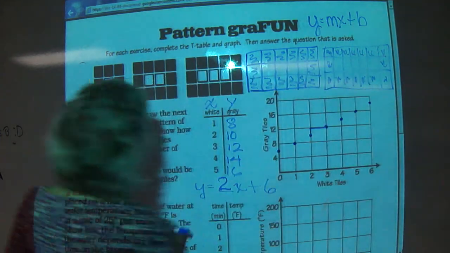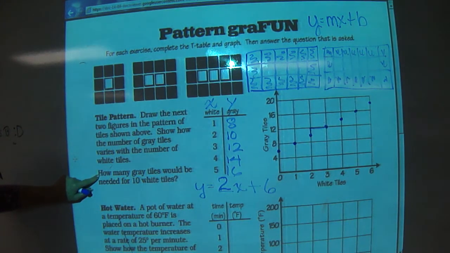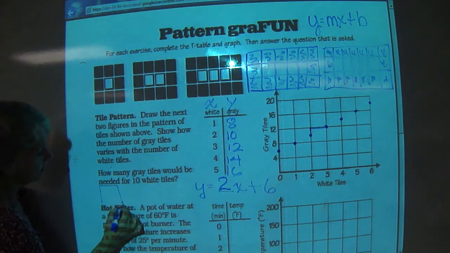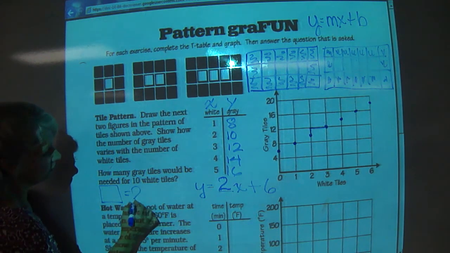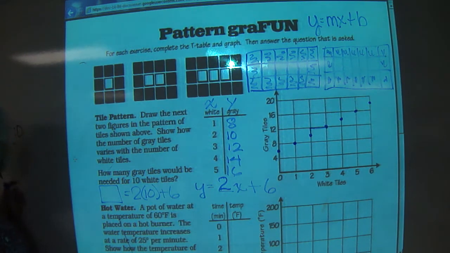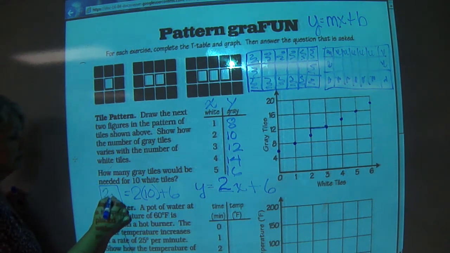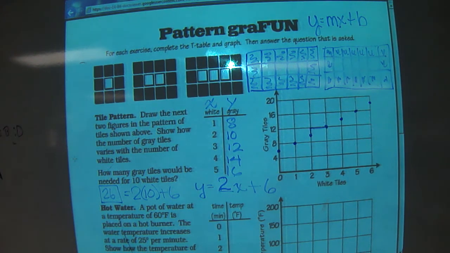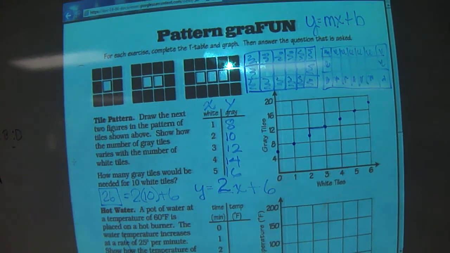Now the question is, how many gray tiles would be needed for 10 white tiles? What do you have to do? Just substitute. So we don't know how many gray tiles, but we know everything else. 2 times 10 plus 6 is 26, and there's your answer. So that's how you're going to go about answering the next 2 questions. And that's all there is on the sheet. Pretty straightforward? Yes, it is.